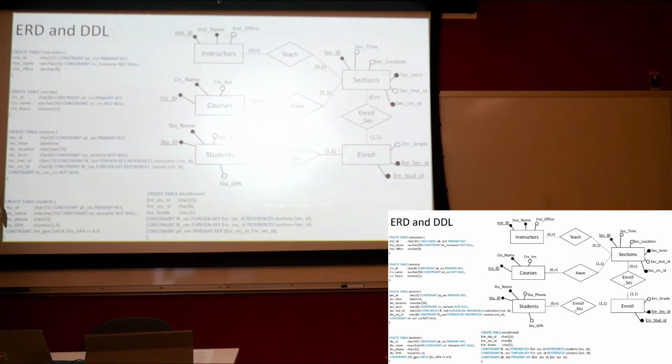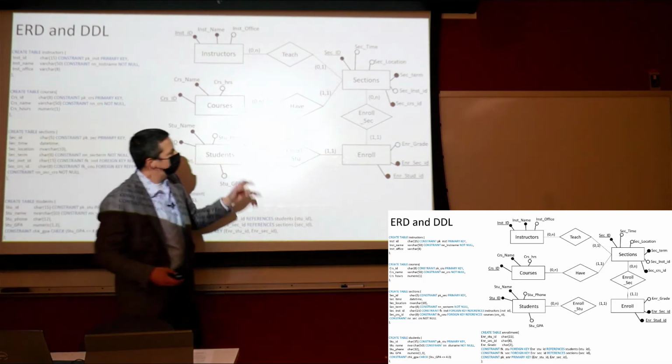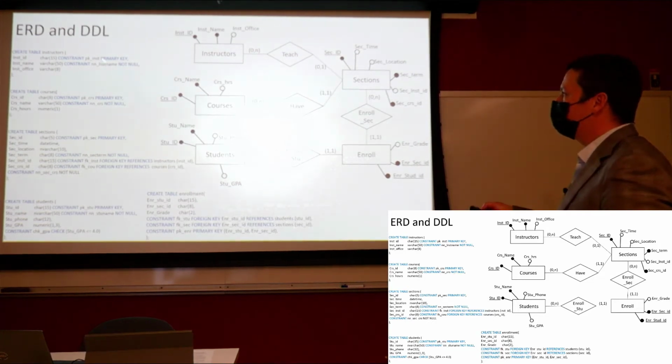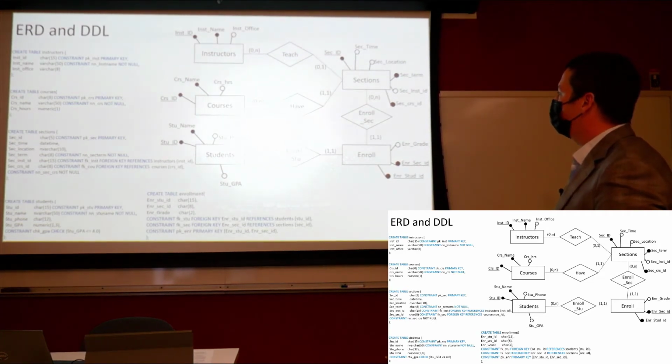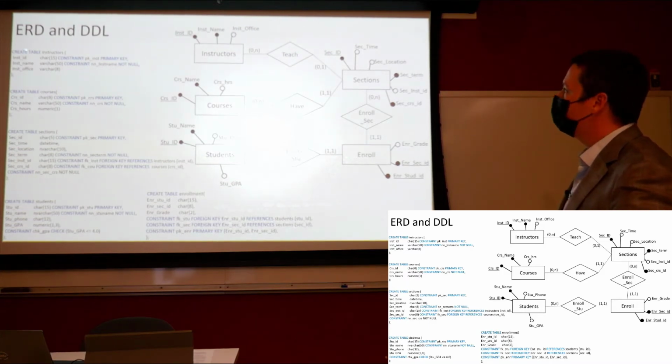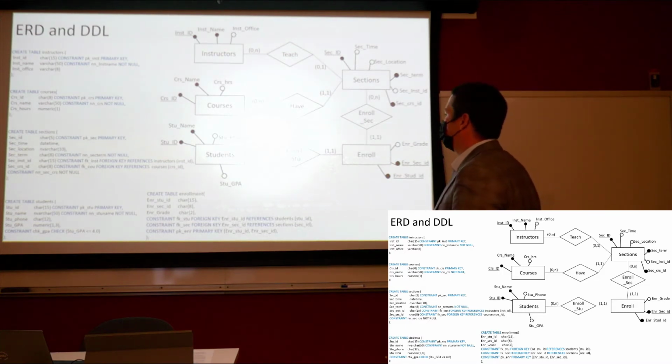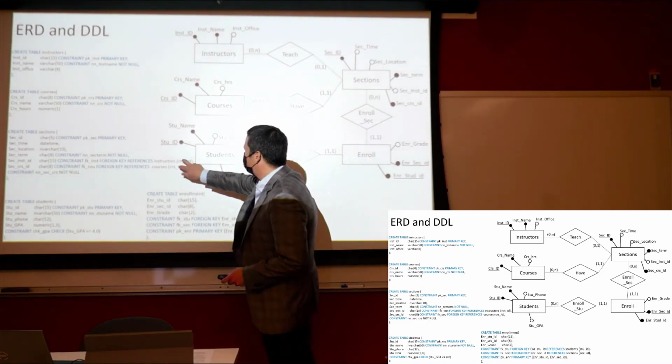And ultimately, we should be getting to a place, hopefully we're in a place, that we would be comfortable moving back and forth between DDL and an ERD, right? And each one of these create table statements is representing one of the boxes in our ERD, right? So create table instructors with all these attributes is creating this, create table courses, create table sections, create table students, create table enrollment, and then the magic is happening right here.